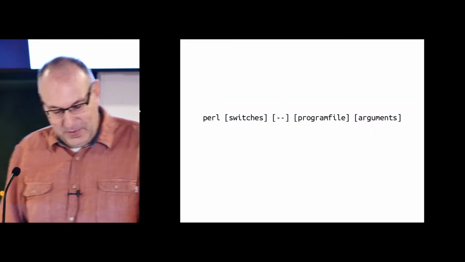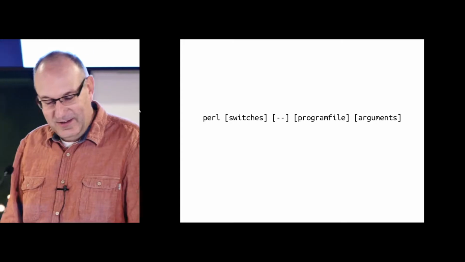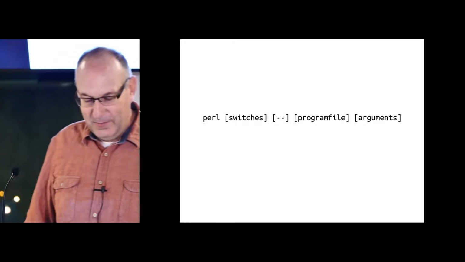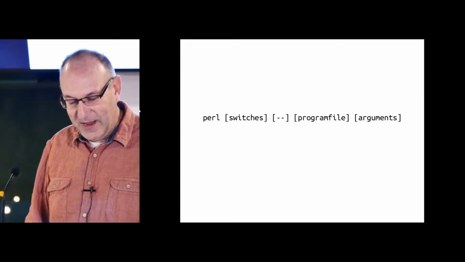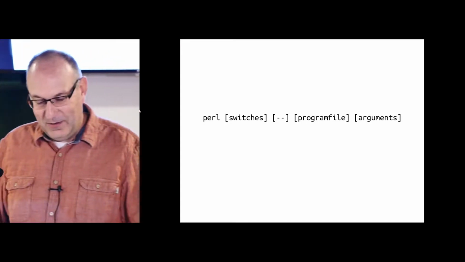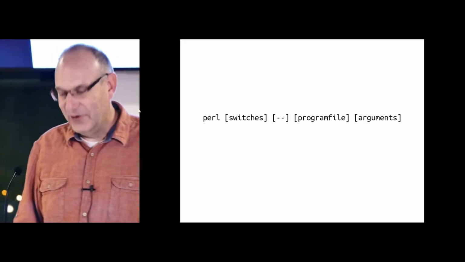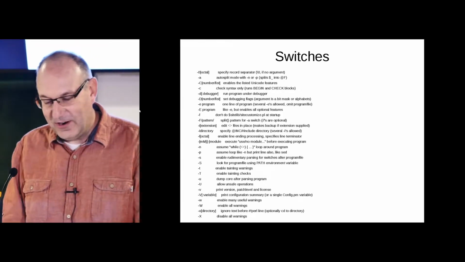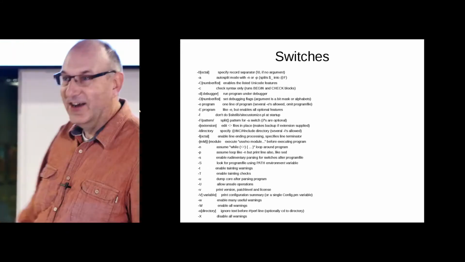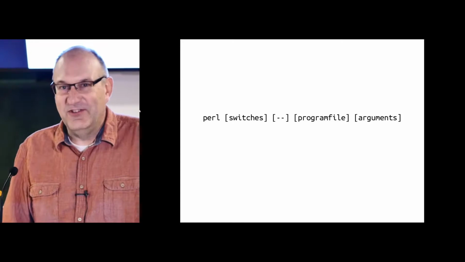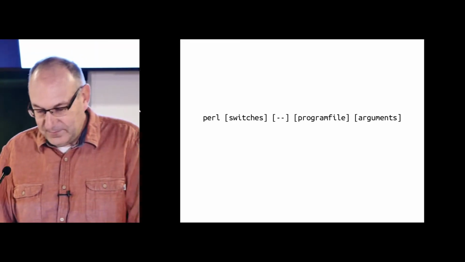So the basic syntax when using Perl in a one-liner, of course, is to invoke the Perl interpreter and then pass in the switches, and then optionally pass in a program file and some additional arguments for that program file. And the switches, here they are right here, and this will be the end of my talk. Just kidding. We'll go over the switches in a little bit of detail at this point.